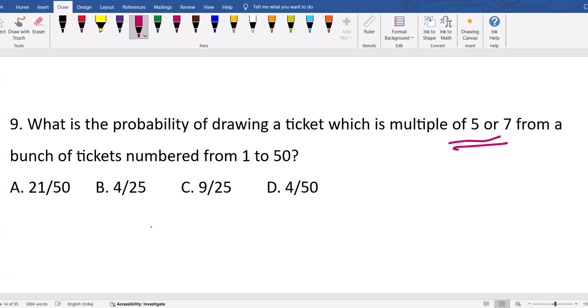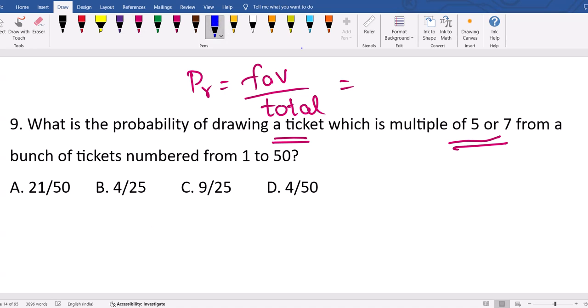How many tickets you need to draw? One ticket, right? So probability is favorable out of total. What is the total? Among 50 you are drawing one ticket. 50 C1 means 50. You have 50 chances. It can be ticket number 1, ticket number 2, ticket number 3, or ticket number 50. So 50 chances. What is favorable?